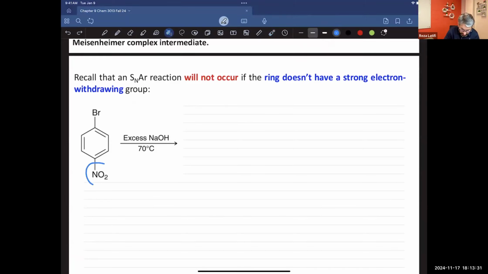Okay, so in order to run the nucleophilic substitution reaction, we need to have an electron withdrawing group. In this case, do I have it? Yes. And what's the position of the leaving group? It is in para position. In that case, the product will be this. Nitro stays as it is. And in the first step, I get this one.